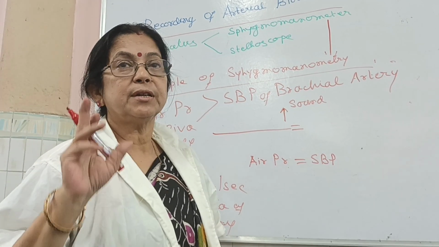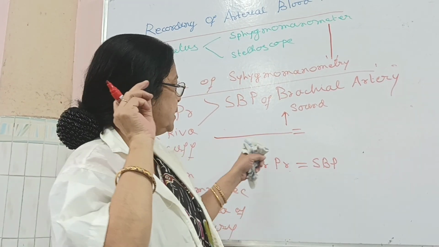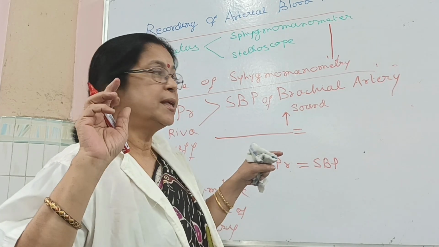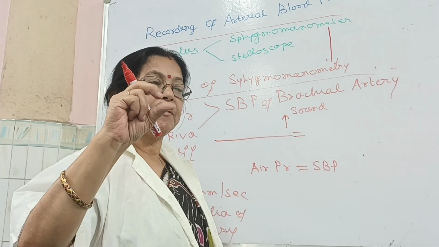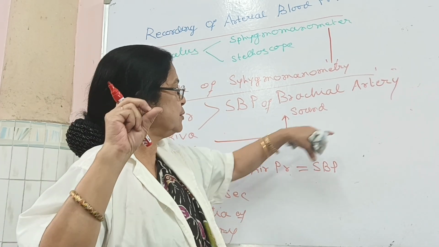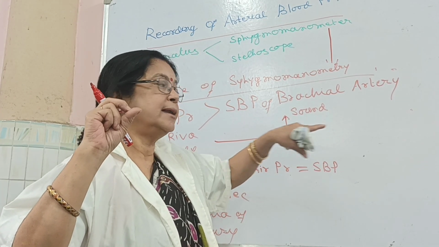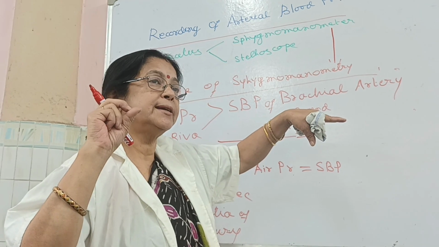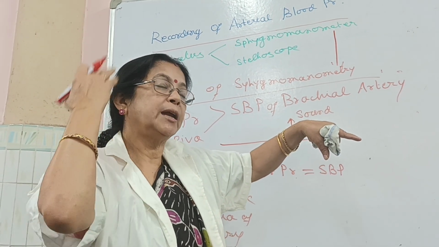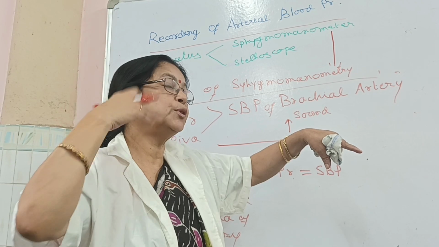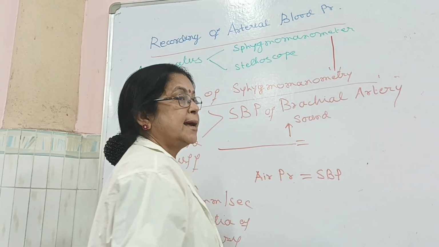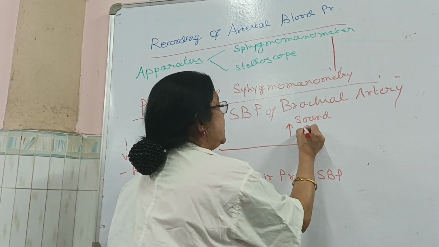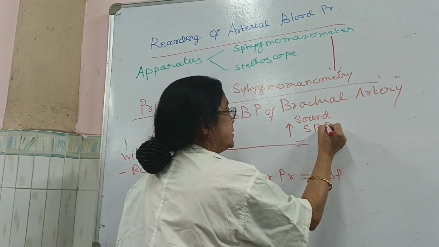So we will auscultate one sound just when the SBP and air pressure are the same and the artery just opens. Because the diameter is small, blood tries to flow in a jet, and there will be turbulence. Reynolds number rho dV by eta is more than 2000. Then we will get one sound here, which indicates SBP in the auscultatory method.